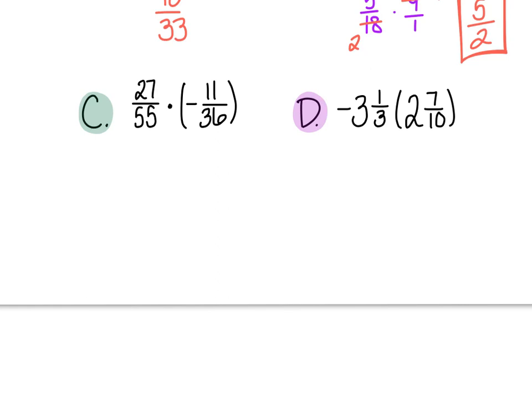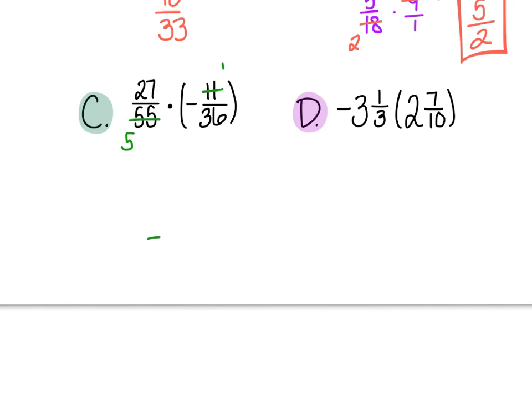Example C, this is the ultimate example of why canceling is going to save you time and effort. If you look at 27 times 11, I don't know what that is off the top of my head. I definitely don't know what 55 times 36 is, so I would have to do a bunch of side work for this problem. But I can cancel. First of all, our answer is going to be negative because we have one negative sign. And then you may have noticed that 11 and 55 have a common factor of 11. So you can take 11 into 11 one time, and 11 goes into 55 5 times.